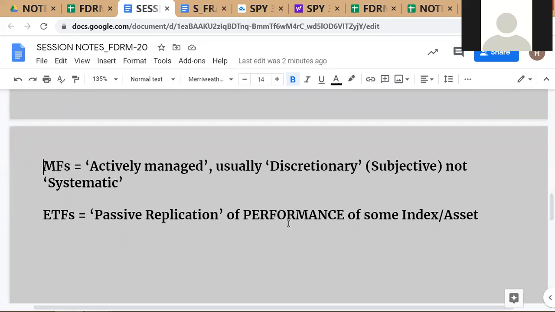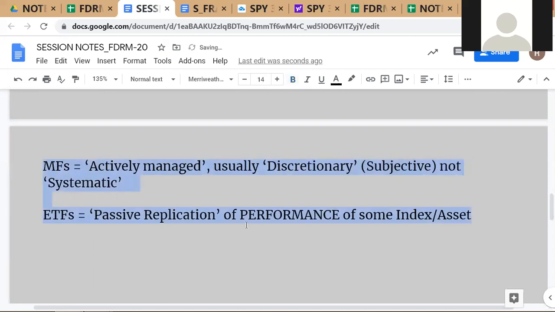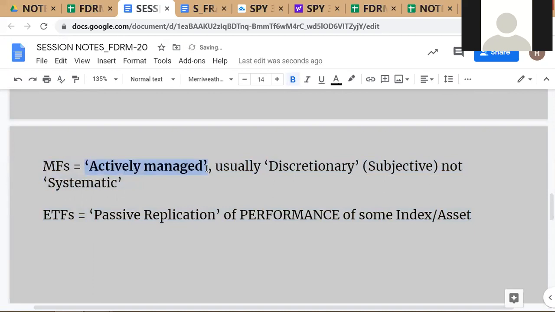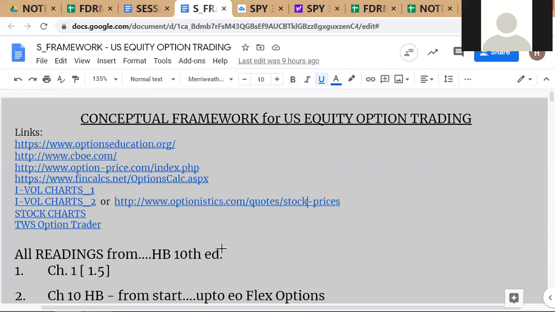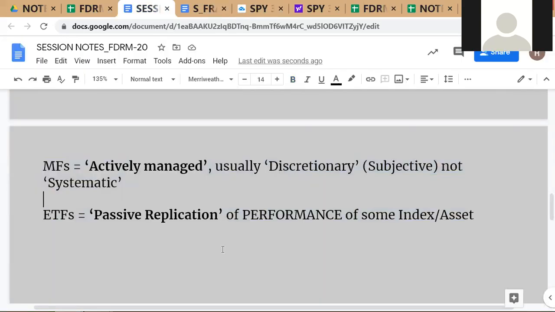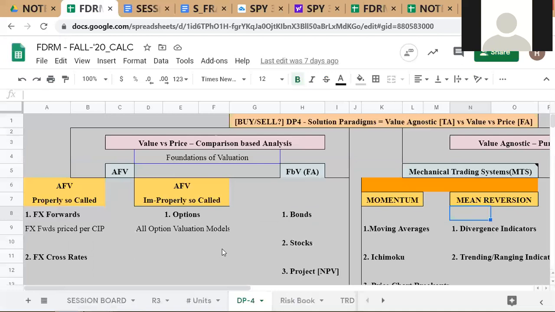Is this clear to everybody now? It's not so much how actively you can trade them or not, but this is the real difference: mutual funds are actively managed, and passive replication is what is required in an ETF. It is trying to replicate the performance of some index or asset. This is the difference. Now I was just trying to introduce you to the tickers.